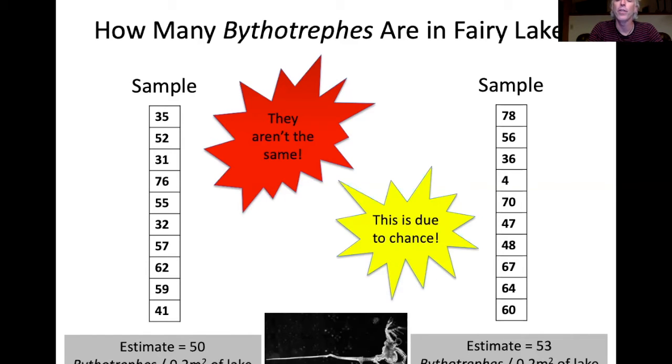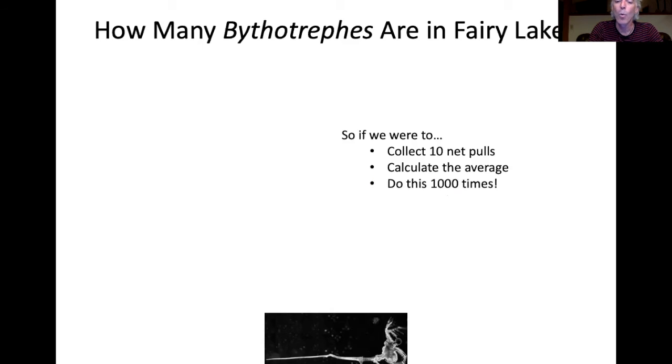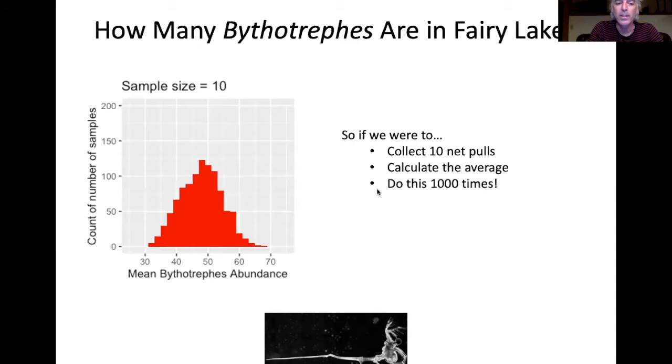What if we were to do this many, many times? What if we were to go through this same process of collecting 10 net pulls, calculating the average of those 10 to come up with an estimate for our sample, and repeat this 1,000 times? What we might find is something like this. This is a histogram. In a histogram, the height of the bar represents the number of observations, in this case, the number of samples, that have a particular value corresponding to the value on the x-axis.